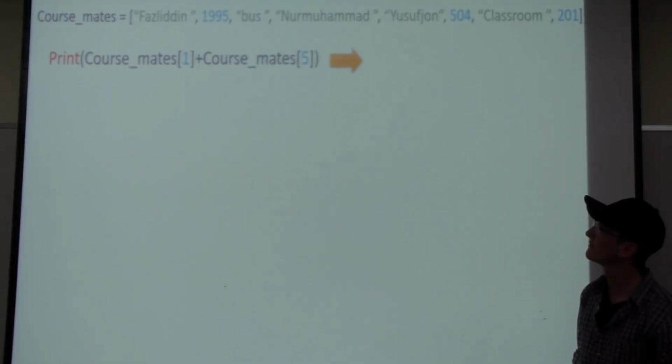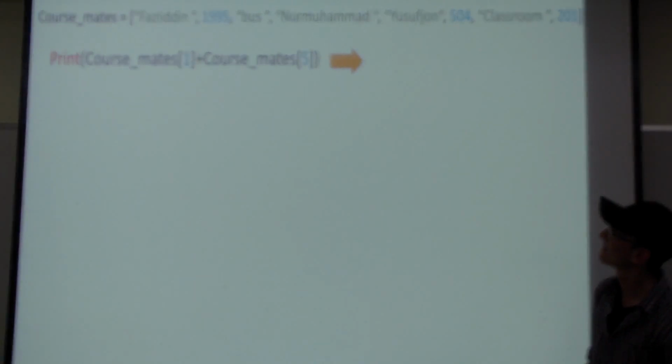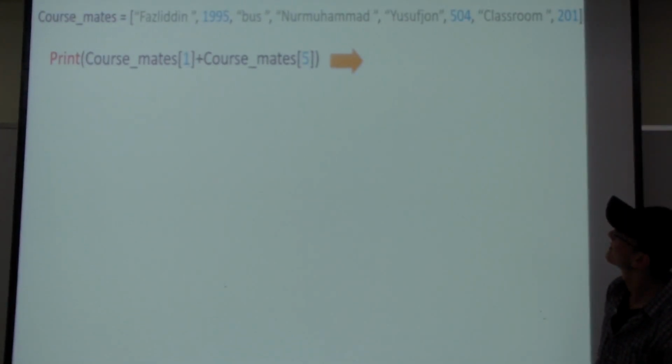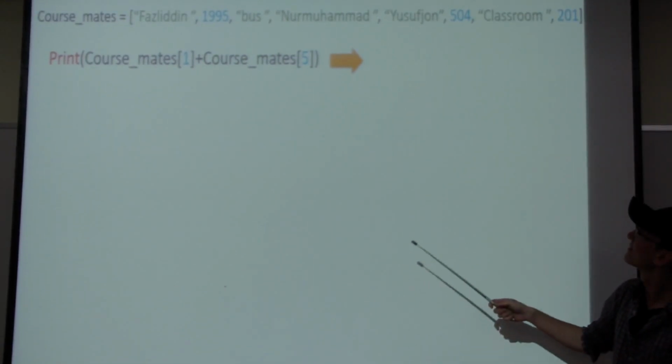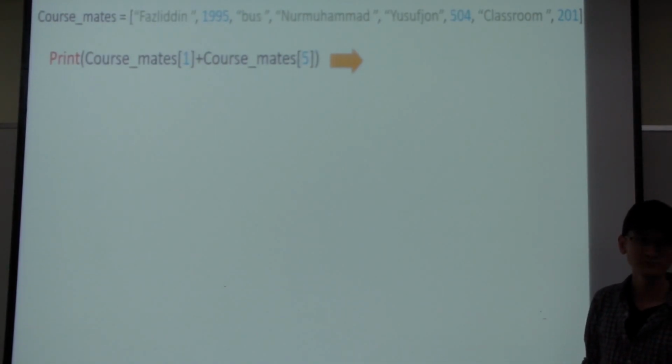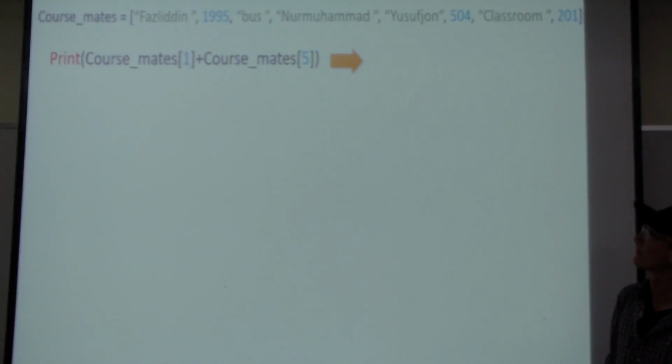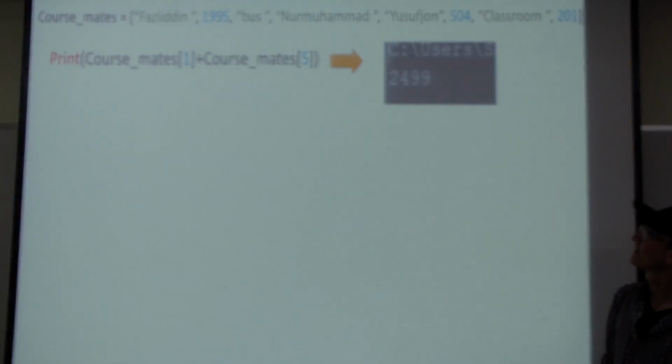Error. Coursemate 1. Error. Yeah, the name is coursemate 5. For the close, I think it's a number. Add number 2000 and some kind, 1995 and 504. Yeah, this is a number. Yes, 400.